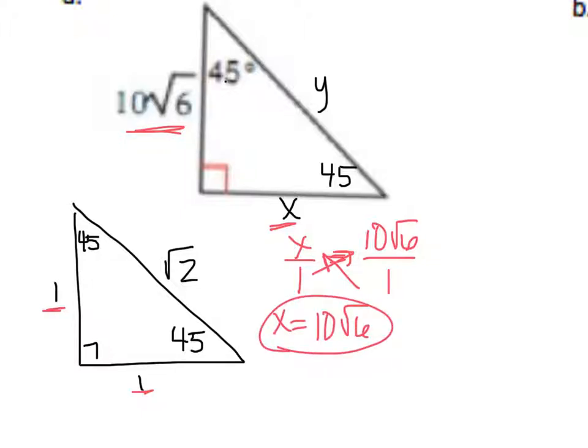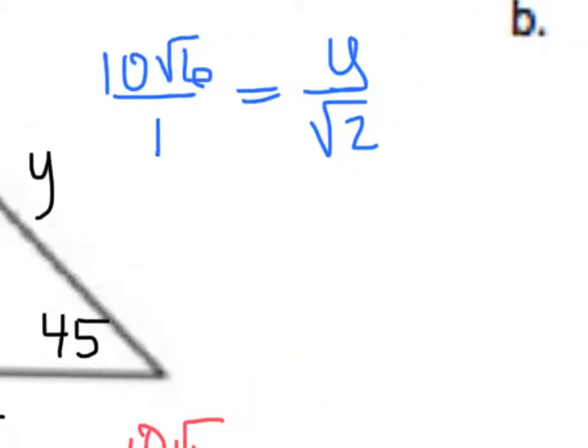Obviously, because it's a 45, 45, 90, the legs are going to be congruent. So if you forgot that, again, you can always set these equations up just to make sure. So again, let's go ahead and do the y now. We got 10 root 6 over 1 equals y over root 2. Okay, so here's where things become a little bit challenging. We're still going to cross multiply.